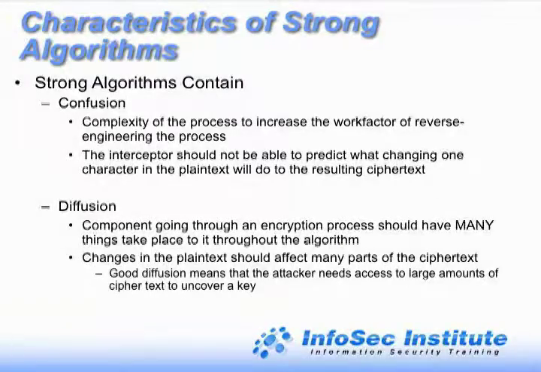Okay, characteristics of strong algorithms. Strong algorithms are going to contain confusion, which is complexity of the process to increase the work factor of reverse engineering. The interceptor should not be able to predict the change in one character in a plain text resulting in the ciphertext. For example, in the old ones, like the Caesar cipher, if you changed only one character, only one character in the ciphertext would change. So then basically you just focus on that until you finally get the result that you're looking for.